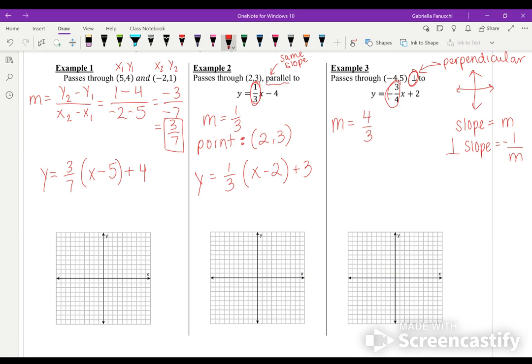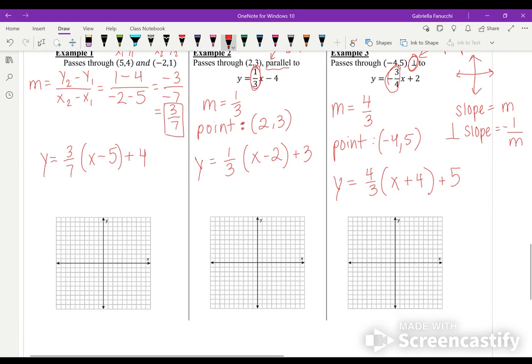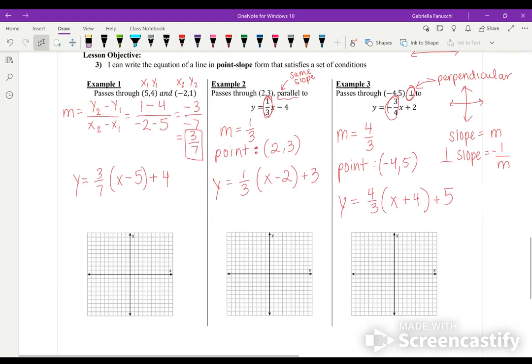And we want to pass through the point negative 4, 5. So our equation is going to be y equals 4 over 3 times x plus 4, because we have a negative 4 right there, plus 5. Okay, I'll go ahead and graph this last one for you so you can see. We're going to graph both equations.